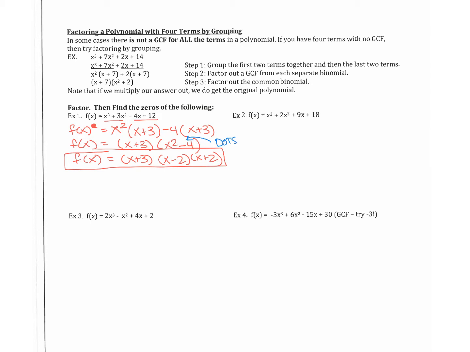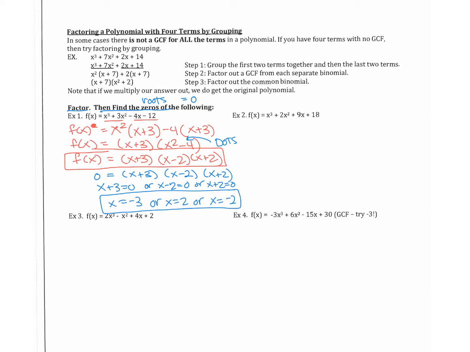If you'll notice in the directions, after factoring, it says then to find the zeros. These are my roots. This is when I set it equal to 0 and I solve. So I'm going to set each factor equal to 0 to find out what makes it 0. In this case, I have x plus 3 equal to 0, or x minus 2 equals 0, or x plus 2 equals 0. And I'm getting x equals negative 3, or x equals 2, or x equals negative 2 as my roots, as my solutions. So I have 3 real roots here.